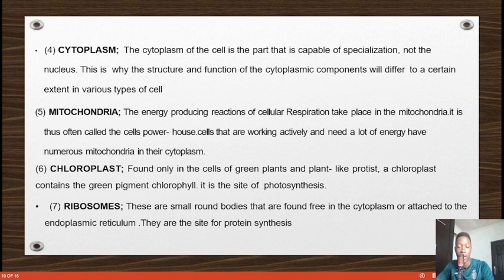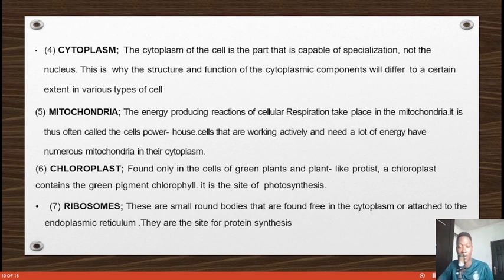So great. Next thing is chloroplast. Chloroplast, just like cell wall, is only found in plants and plant-like organisms like protists, and it contains the green pigment chlorophyll. It is the site of photosynthesis, right guys? Photosynthesis means using light directly, the sunlight, to produce food. So the pigment that is green, that gives the green color to plants, is called chlorophyll, and it is contained in chloroplast in only plant cells.